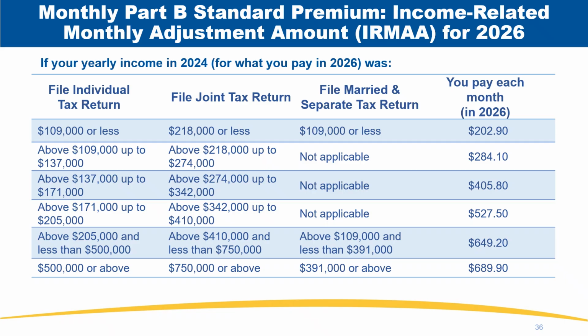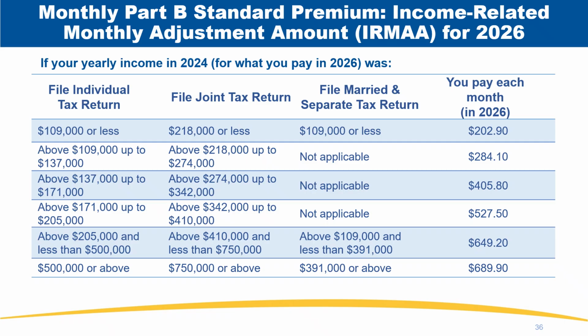And the base, or the number that they go by, increases every year. So it could be $109,000 this year, but it'll be a different amount next year, just like it was a different amount last year. They will go back 2 years of your tax returns to determine if you are eligible for an IRMAA or not.